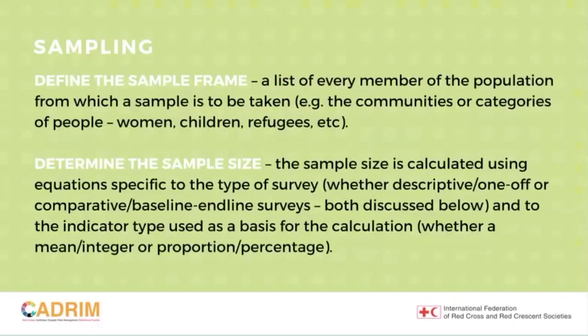So when we are discussing the sampling method, it's important to first define the sample frame. The sample frame is basically a list of every member of the population, or a list of every community in the areas that you are going to study. For example, if you have a project that is implemented in 2 provinces, your sample frame is going to be the list or the map of all the communities, and if possible, all the members of the population in these specific areas.